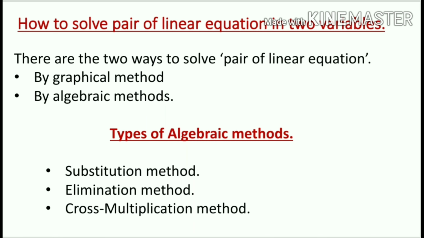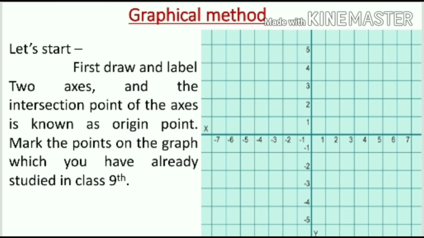Now the question is raised in our mind, how can we solve the pair of linear equations in two variables? Students, there are two methods, two ways. One is graphical and one is algebraic. The algebraic method is also divided into three types: substitution method, elimination method, and the third one is cross multiplication method. Today in this video we are going to learn the graphical method, how we will solve the pair of linear equations in two variables by the graphical method.